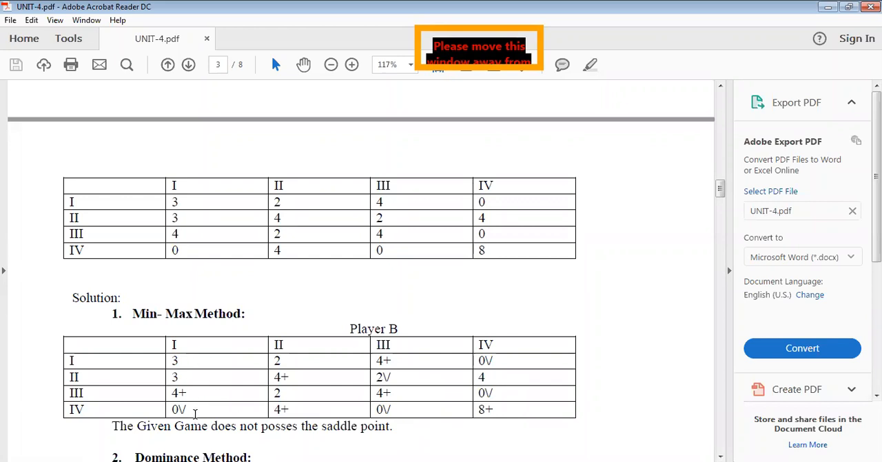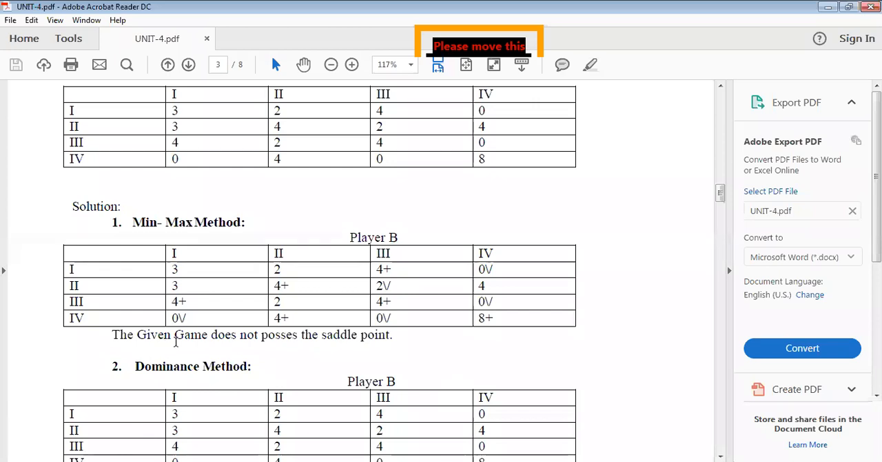If you take up the columns, in the first column 4 is maximum, hence a plus is marked. In the vertical column, there are two 4s, positive, and the positive marks the dominant values. Again here also, plus 4, 4 and 4, two positive values. So maximum values are marked with plus. Again here, only one maximum value column-wise, 8 is marked. So the given game does not possess the saddle point.